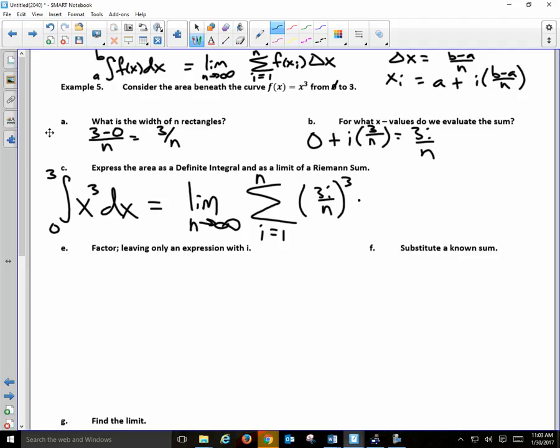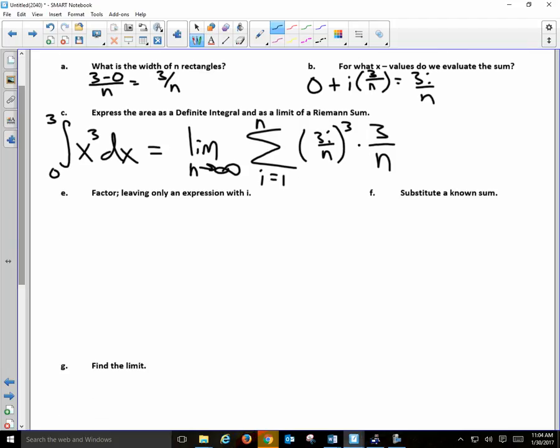And so multiply by the width. Remember, this delta x is the width, 3 over n. We'll multiply that out. I have the limit as n goes to infinity of the sum from i equals 1 to n of 3i cubed, 27i cubed times 3, 81i cubed. Let's do the bottom. Now you have n cubed times n, n to the fourth.